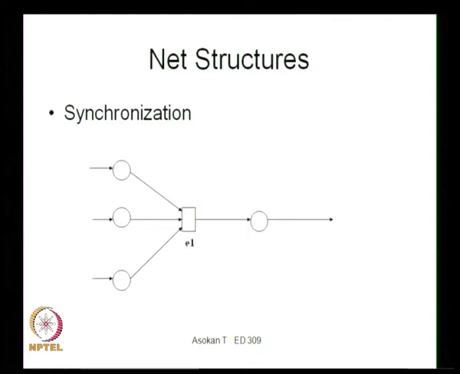Now there are different other net structures also, as you can see here. In this case this is a synchronization, which I already explained. The synchronization will happen only when E1 can happen, only when tokens are available in all these cases. If the tokens are not available here, E1 cannot happen. That means this E1 will be synchronized with the happening of all these 3 incidences. So all these places should have a token in order to activate this. When all 3 are ready, then only E1 can be executed, and the token will be moved to the next one. So that is the synchronization structure.